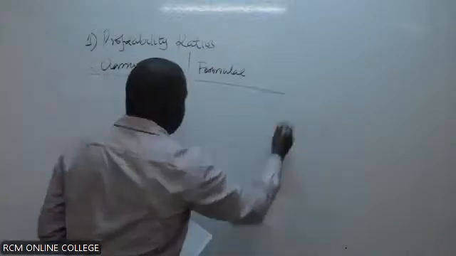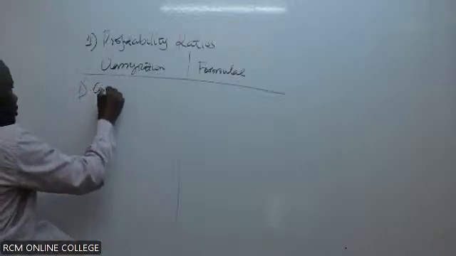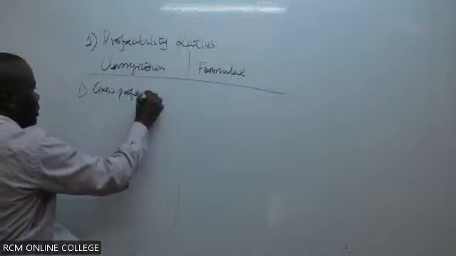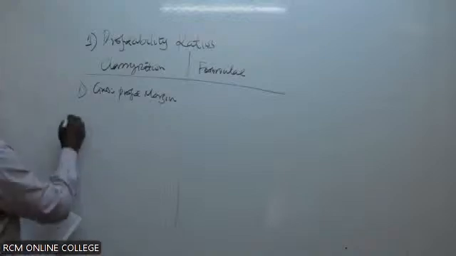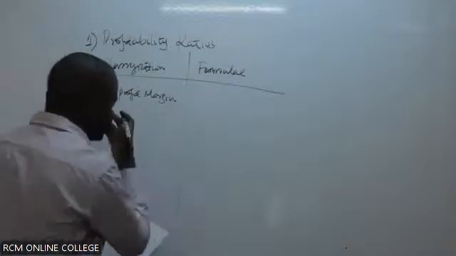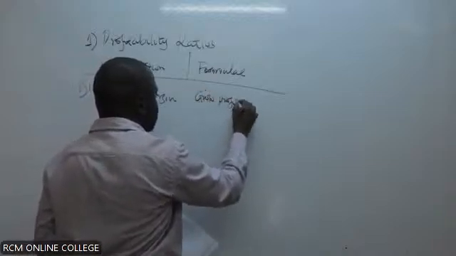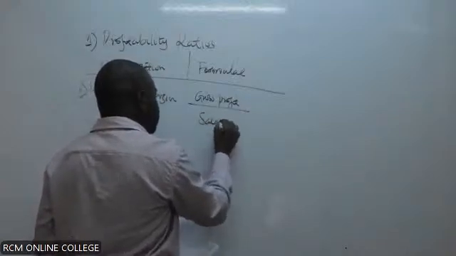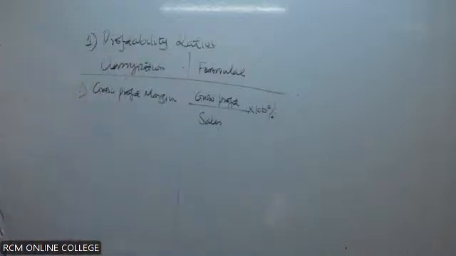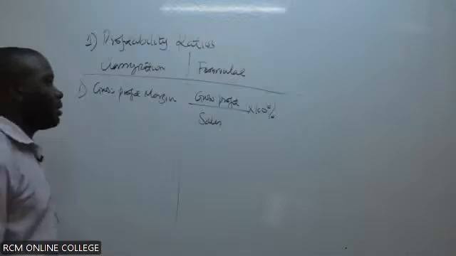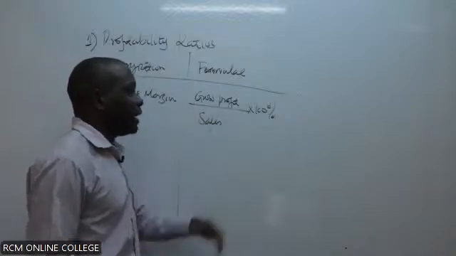So the first ratio, number one, is gross profit margin. Then we have net profit margin, but just write the formula first. For gross profit margin, you take the gross profit, divide by the sales, and multiply by 100%, so it is expressed as a percentage. You go to the income statement, look at the GP, gross profit, divide by the sales, multiply by 100%.